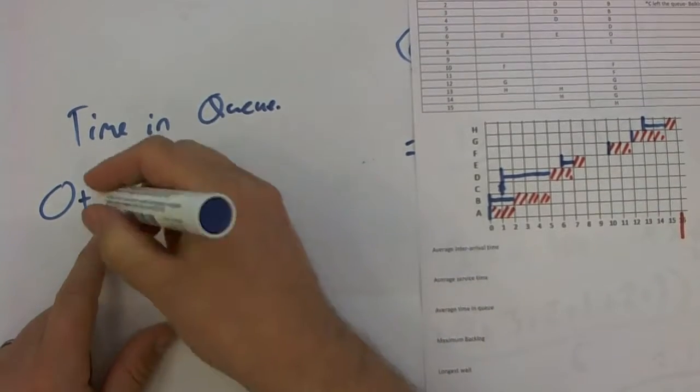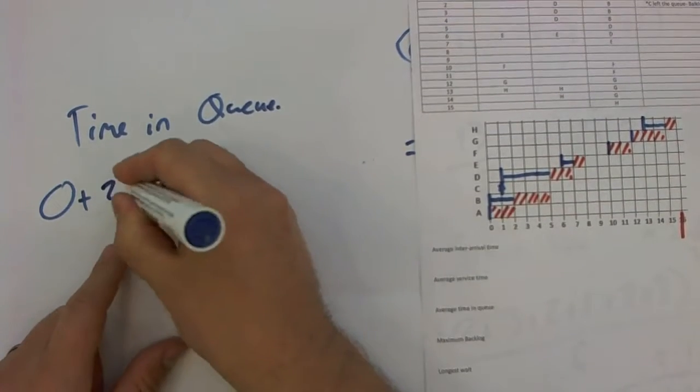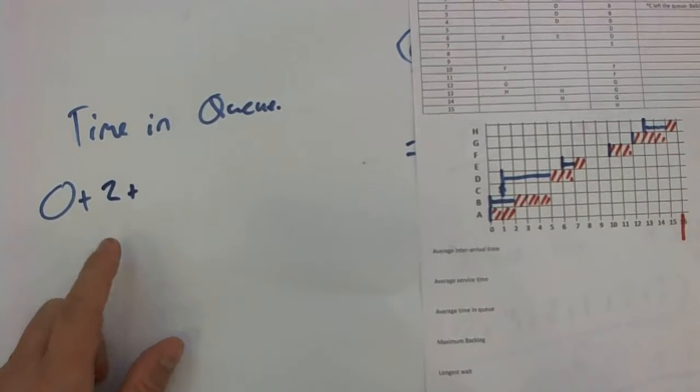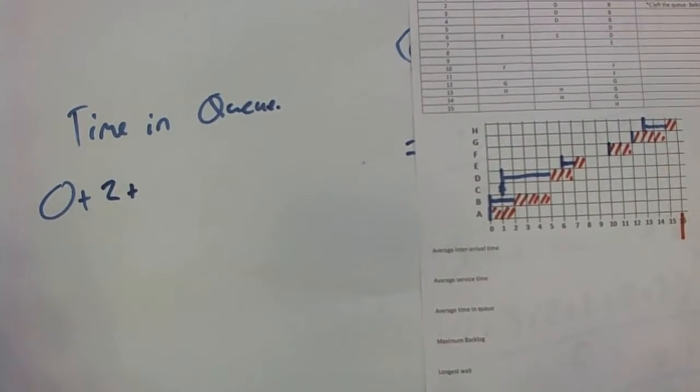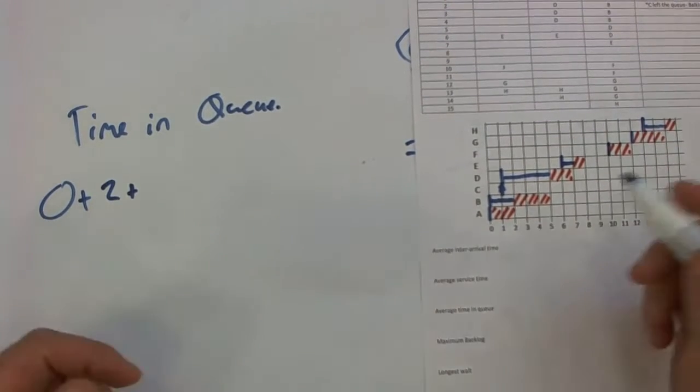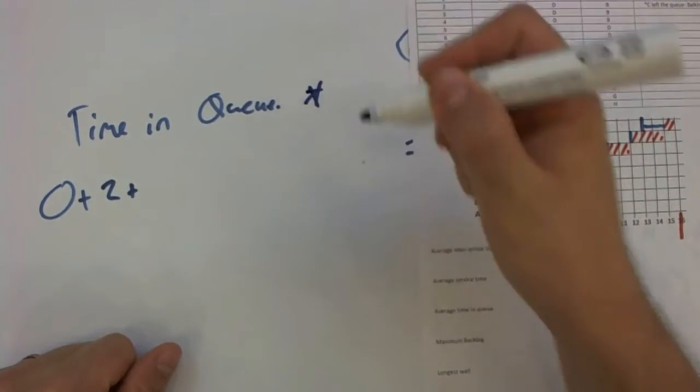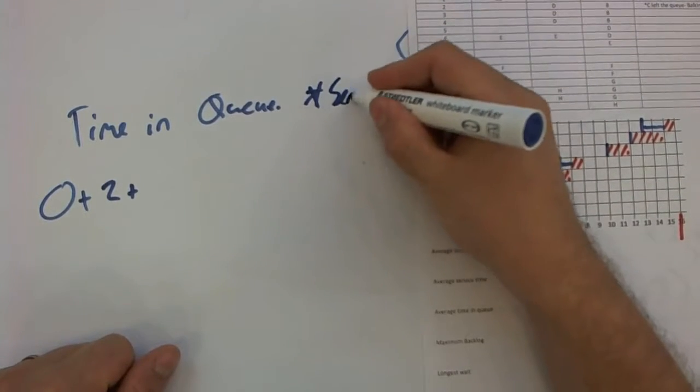So now I've got 0 plus, and here's 2 minutes in the queue. Okay, should we count C? C didn't really join the queue. He saw the queue and left. So we're not going to count C. We might put a little thing there to say, write a sentence about C.